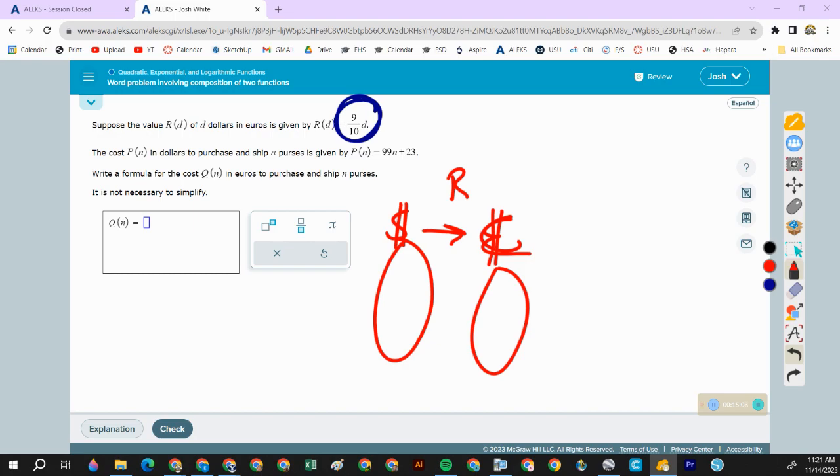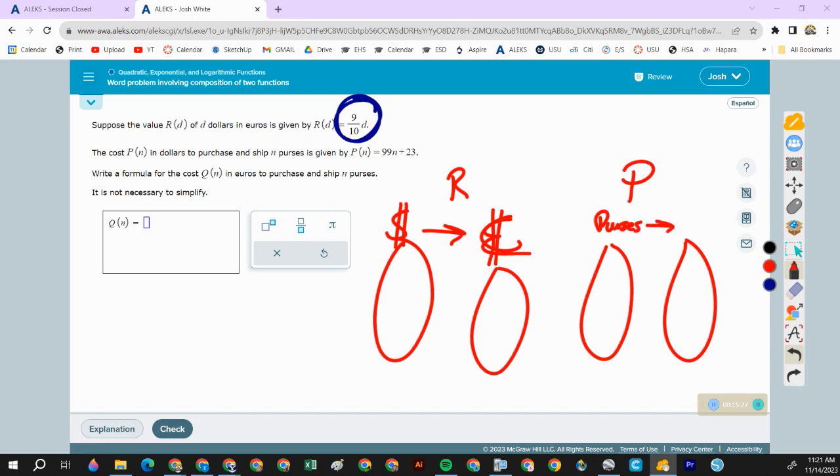All right, and what does function P do? So it's the cost in dollars to ship n purses. So it's going to take the number of purses and spit out the shipping cost, in dollars.